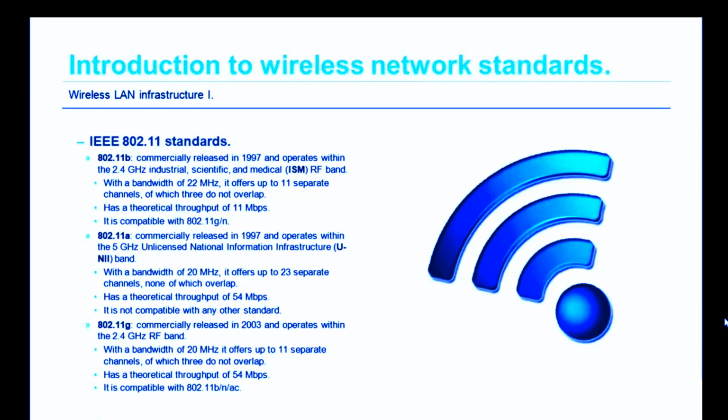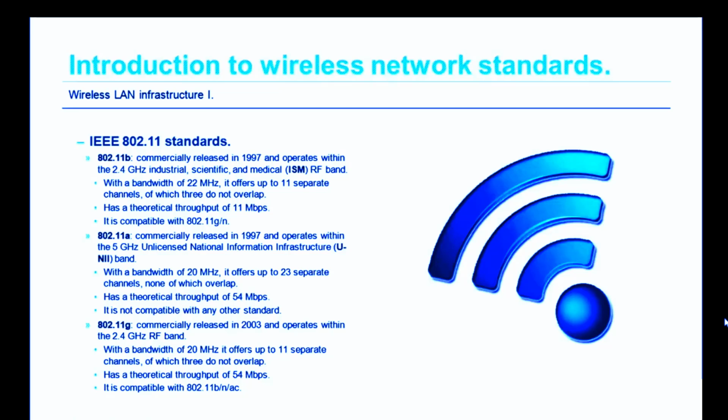These standards include the 802.11b wireless standard. It was commercially released in 1997 and operates within the 2.4 GHz Industrial, Scientific, and Medical, or ISM, radio frequency band. Now, within the 2.4 GHz RF band, it uses multiple channels that are 22 MHz wide. There are 11 separate channels, of which only 3 do not overlap. 802.11b has a theoretical throughput of 11 megabits per second, and it is compatible with the 802.11g and N standards.